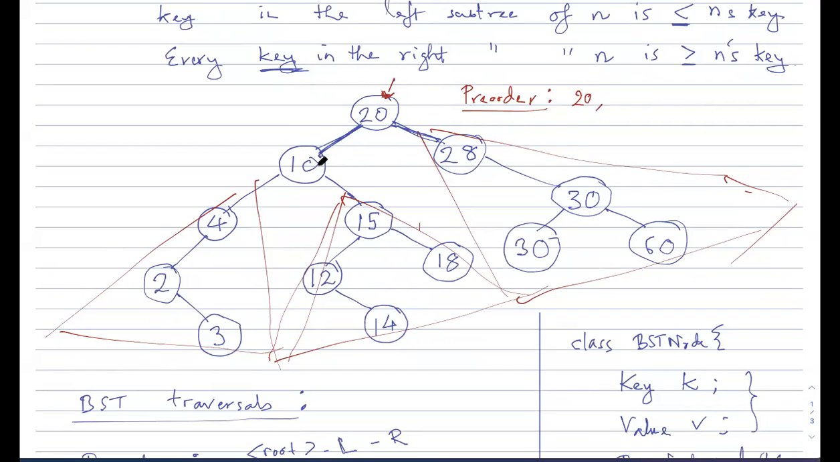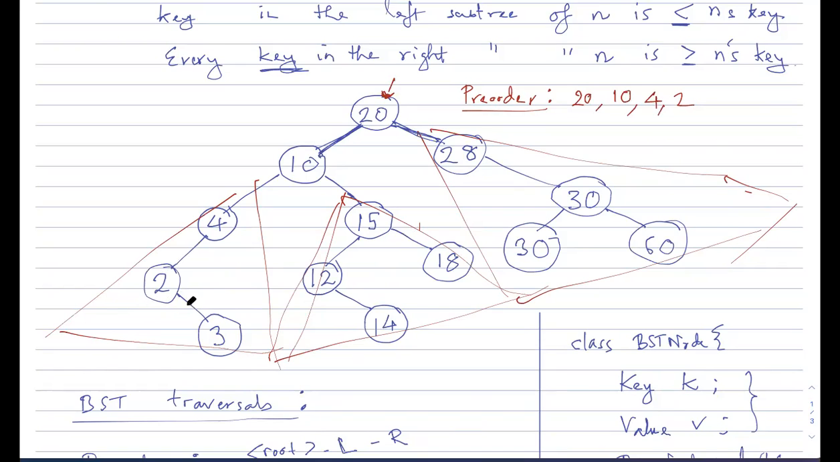So when I come to this subtree, I visit again the node itself. So it prints 10. And then it visits the left subtree of 10. So it comes to this 4, 2, 3. It finds 4, so it prints out 4. Then again, it comes down to the left subtree of that. So it comes down to 2. So it prints 2. Then the left subtree of 2 is null. So there is nothing to visit on the left hand side.